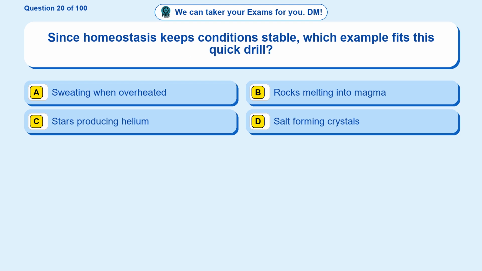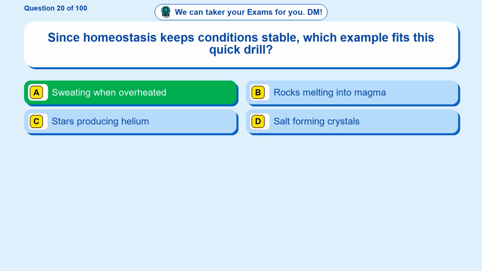Question 20. Since homeostasis keeps conditions stable, which example fits this quick drill? Option A. Sweating when overheated. Option B. Rocks melting into magma. Option C. Stars producing helium. Option D. Salt forming crystals.